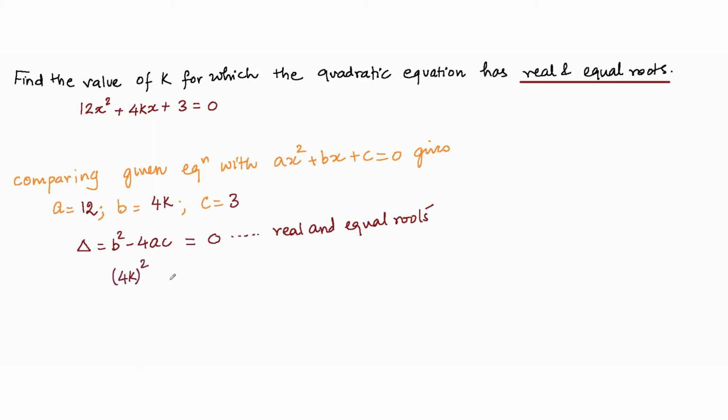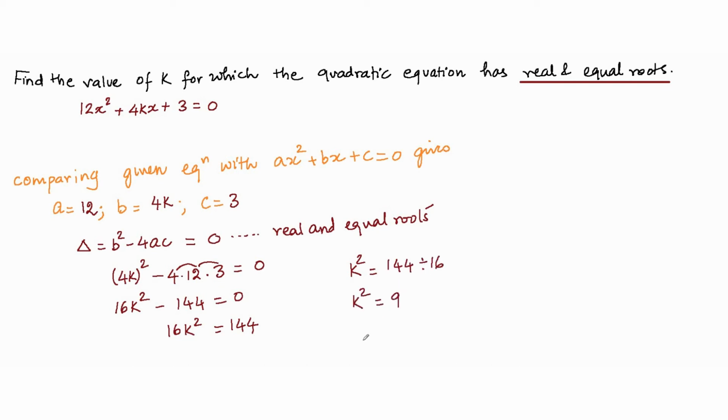So 4k the whole square minus 4 into 12 multiplied by 3 should be equal to 0. So 4k the whole square is 16k square minus 4 12s are 48, 48 3s are 144 is equal to 0, which means 16k square is 144. Therefore, k square is equal to 144 divided by 16 and k square is equal to 9. So if k square is 9, it means k is equal to plus or minus 3. So the value for which this quadratic equation will have real and equal roots is k equals plus or minus 3. Again pausing.